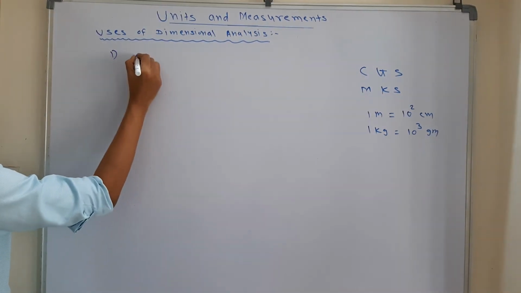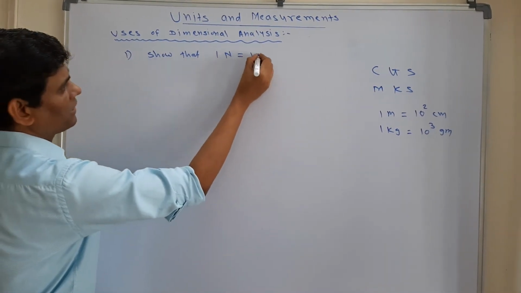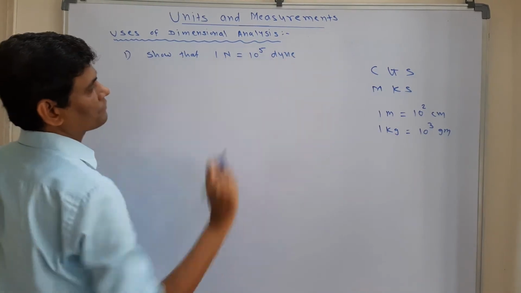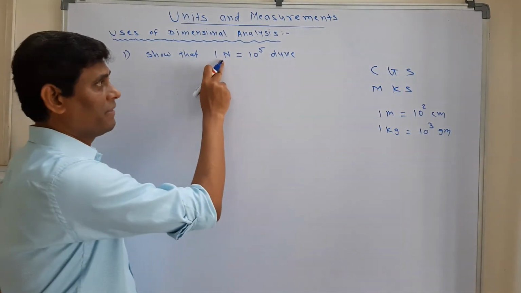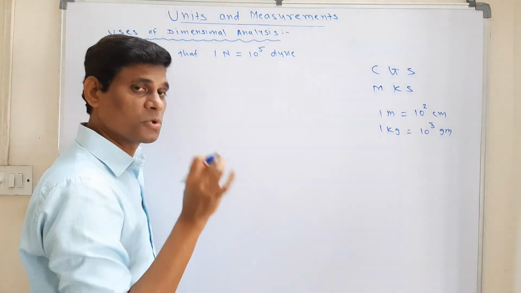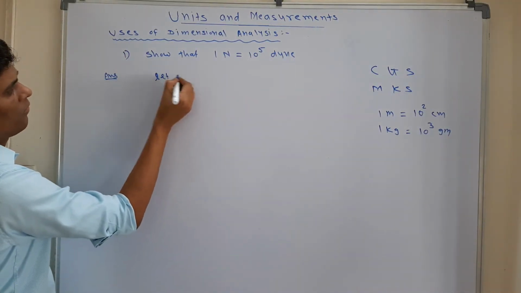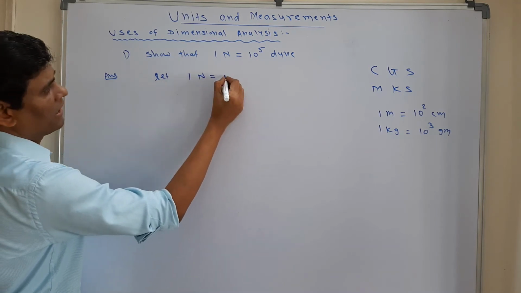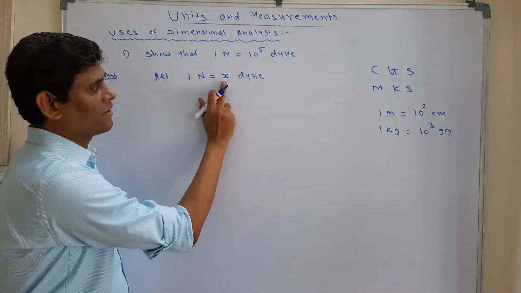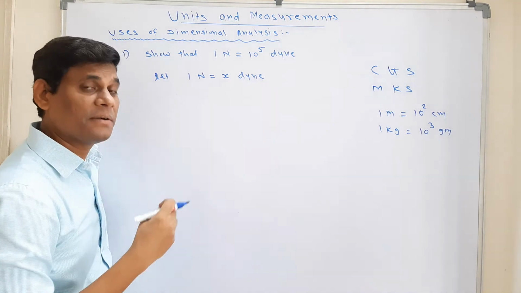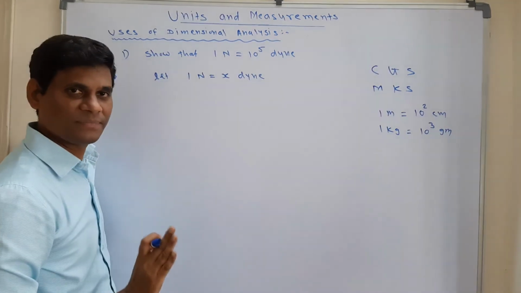Suppose to prove, show that 1 Newton is equal to 10 raised to 5 dyne. 1 Newton is 10 raised to 5 dyne, we have to prove. This is the given and we have to prove, is it so? So to prove this, what we will do, we'll assume first, let 1 Newton is equal to x dyne. Now what is my job? My job is to find the value of x. What should x come out to be? 10 raised to 5. Fine.